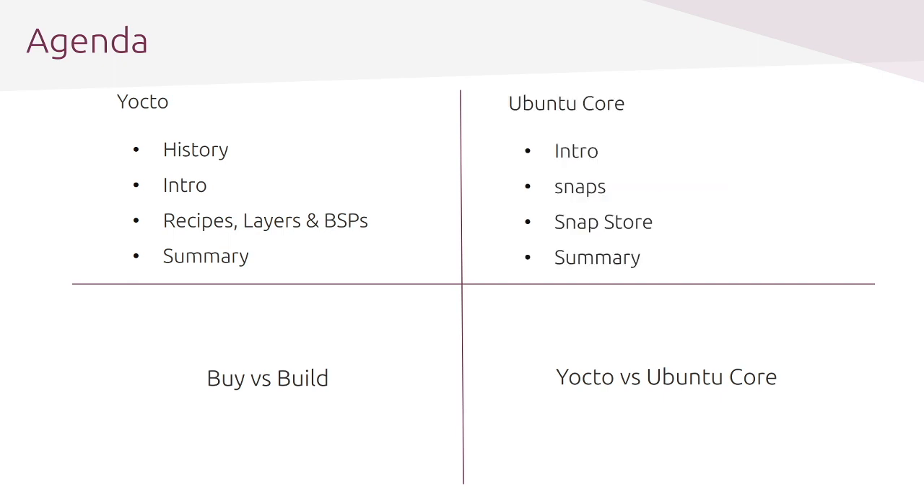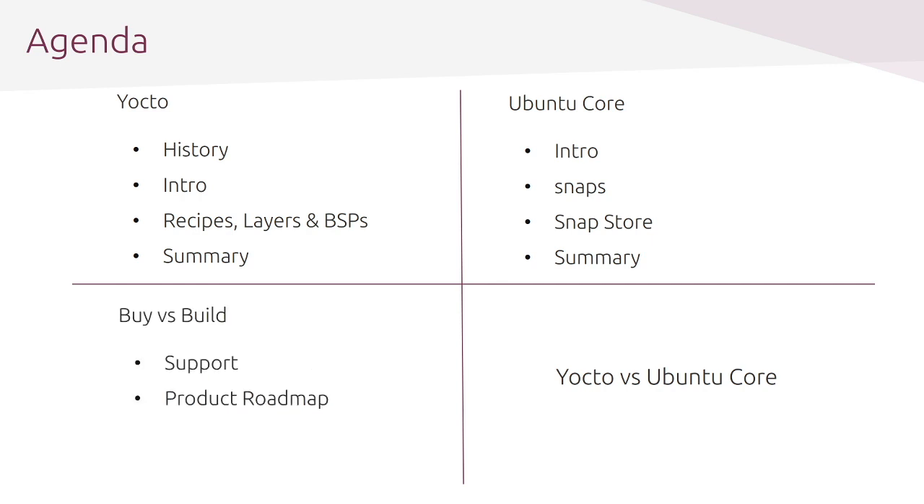Then we will move on to present Ubuntu Core, which is essentially Ubuntu for IoT and embedded environments, and its inner constituents, so the snaps, these containerized software packages, and also how the snap store can deliver updates and distribute and deploy applications to the end devices.